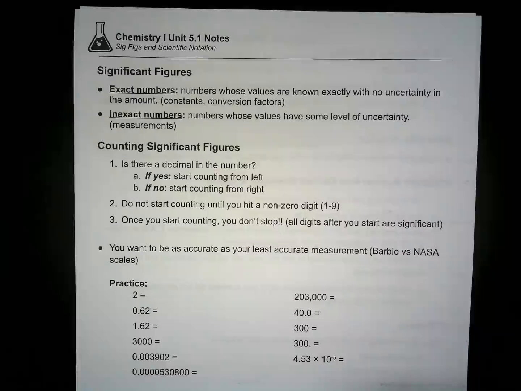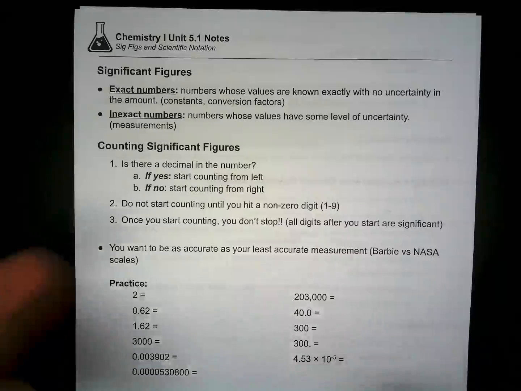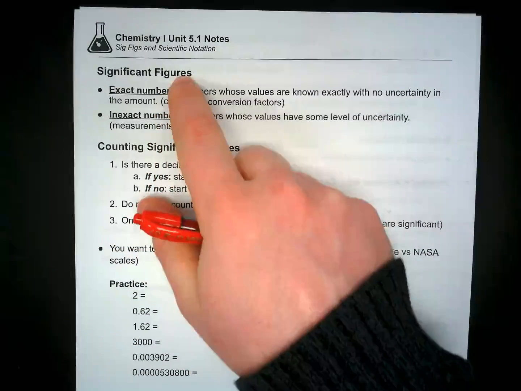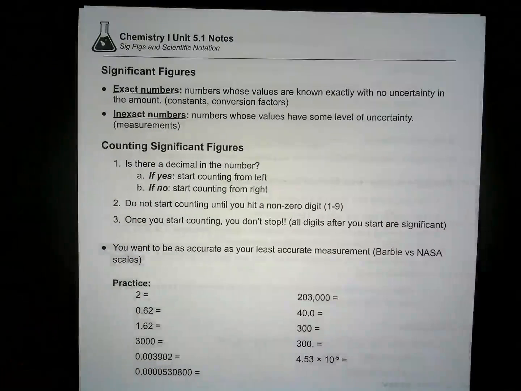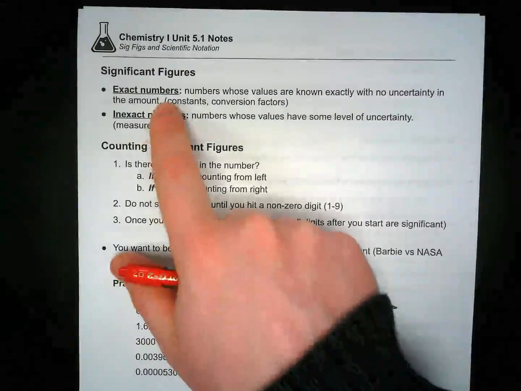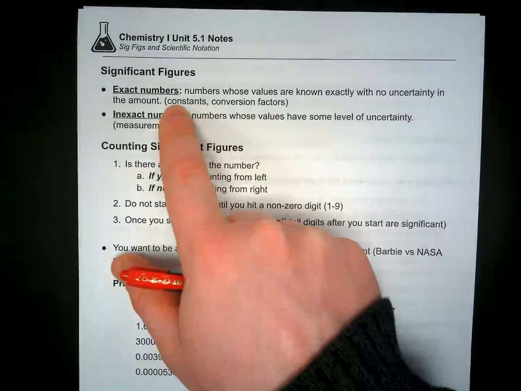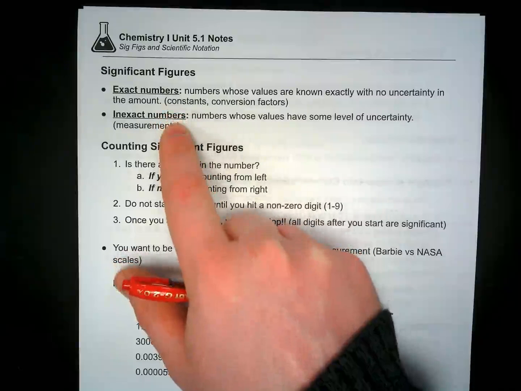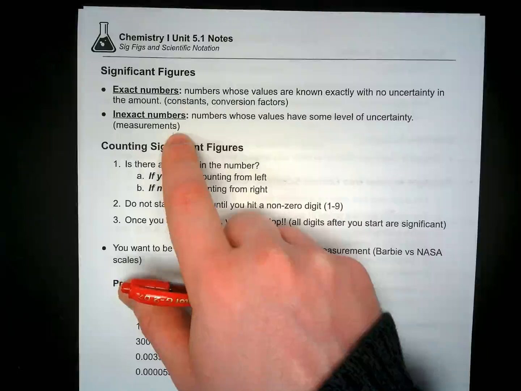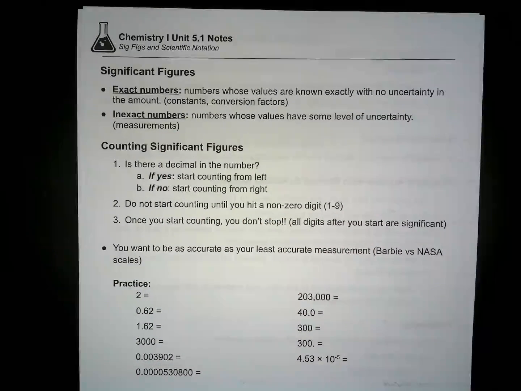But there are some things in this set of notes that I do need to discuss and talk about because it is important and it's something that you have to understand before we move on. So getting right to it. Under significant figures, and we'll get to talking about what those are in just a minute, but before we get to that, we have to know the difference between an exact number and an inexact number. So what is an exact number?